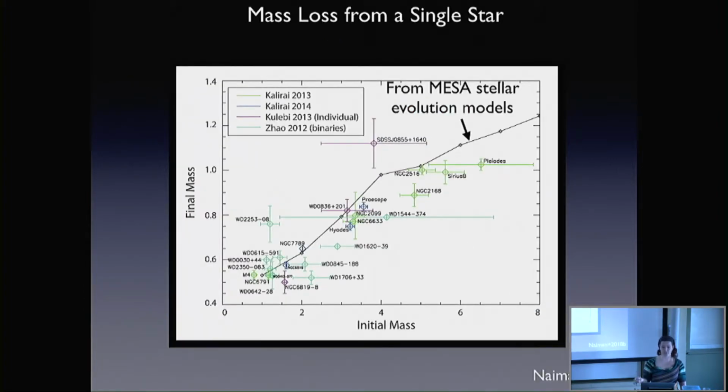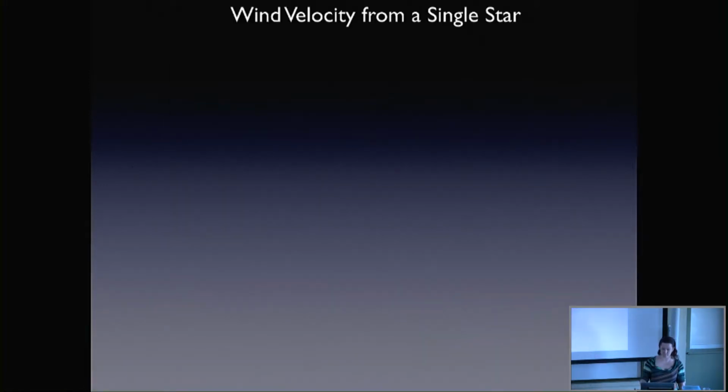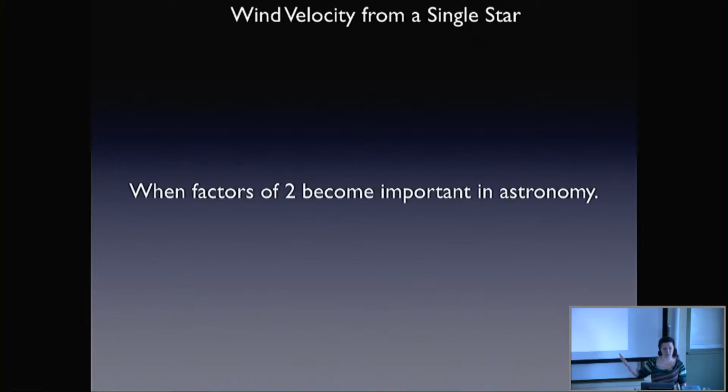So what can we actually constrain? Well, we can constrain the total mass loss from a given star. So here are some observations from a few different groups. And then we can show, oh, look, our MESA models fit that well. But the instantaneous mass loss is sort of difficult. Okay, so the wind velocity from a single star. I'm going to try and motivate that now we have to worry about a factor of 2 in astronomy. And I apologize profusely for that in advance.